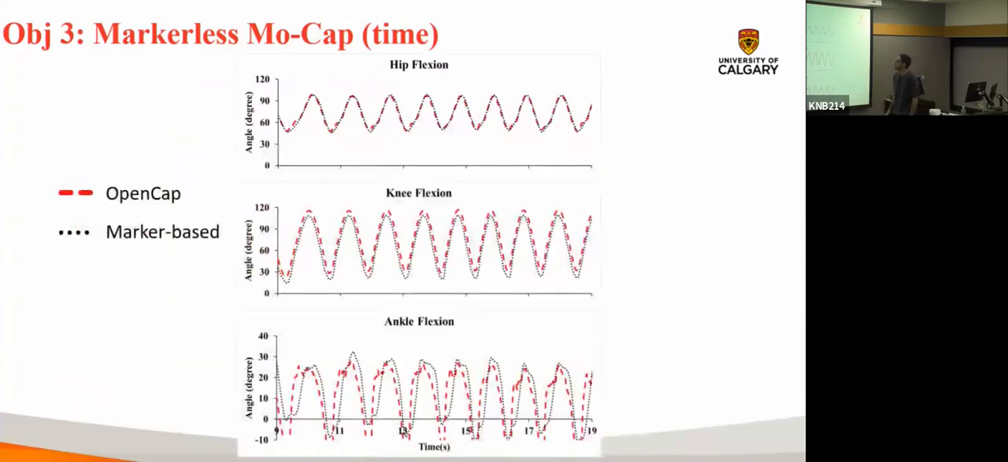Here I show just 3 kinematic parameters. This study is still in progress. Here are the hip flexion, knee flexion, and ankle flexion, and they're not statistically different. But this is only for a couple of subjects. We need more subjects to completely make sure that this works.